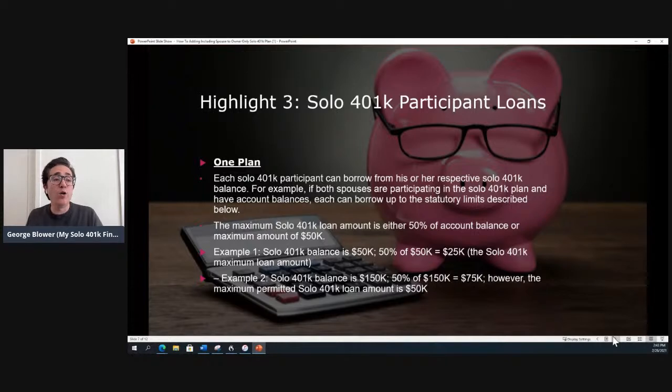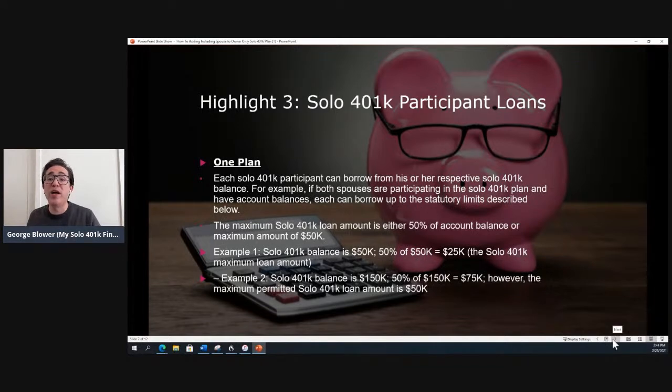The most that you can borrow is 50% of your balance, not to exceed $50,000. So if your balance is $50,000, you can't borrow more than $25,000. But if your spouse's balance is $150,000, that spouse can borrow up to $50,000, because $50,000 is less than the 50%, $75,000. You can't go more than $50,000.